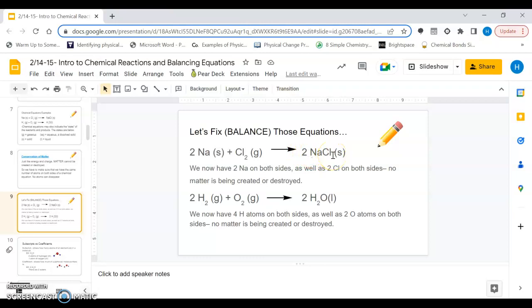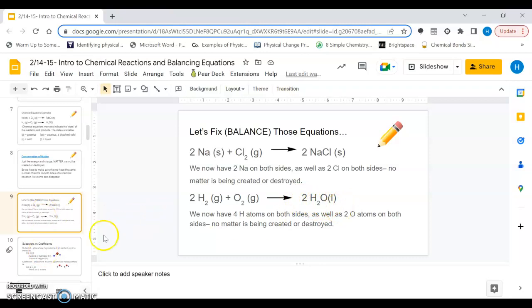We're balanced. Great. Here I have 2 times 2 is 4, so 4 hydrogens. I have 2 oxygens in my reactant. Over here, I have 4 hydrogens and I have 2 oxygens in my product. So now that is balanced.